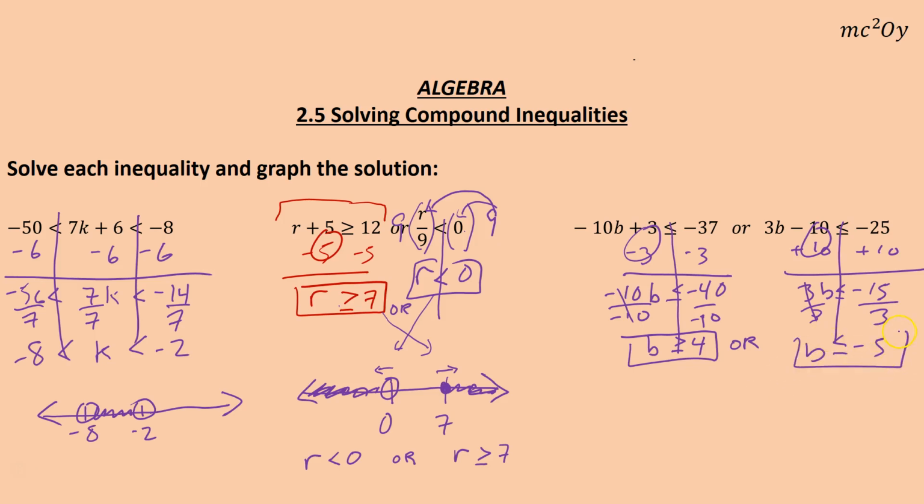Okay, so once again, in this case, it's out of order. 4 actually comes after negative 5, so I'm going to rewrite it. I'm going to write b is less than or equal to negative 5, or b is greater than or equal to 4. Okay, so if I were to graph it, I'd have negative 5, I'd have 4, a closed circle shading to the right, closed circle shading to the left, and it looks like a typical OR graph. All right, there we go.